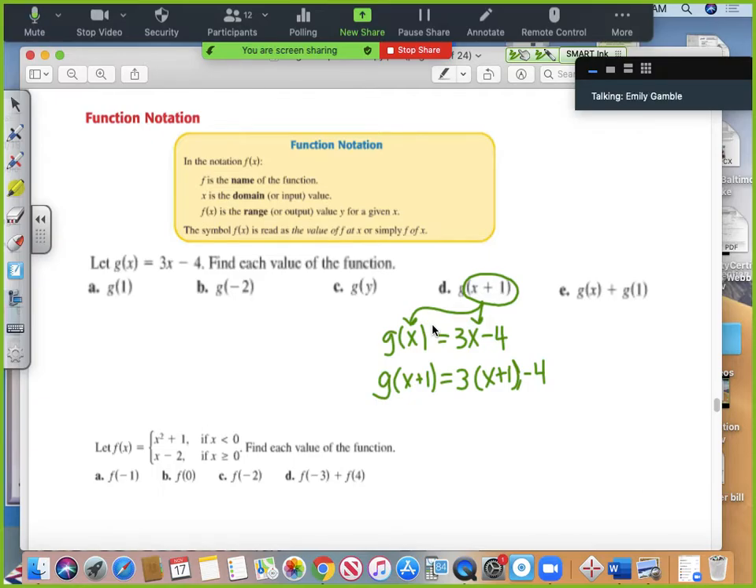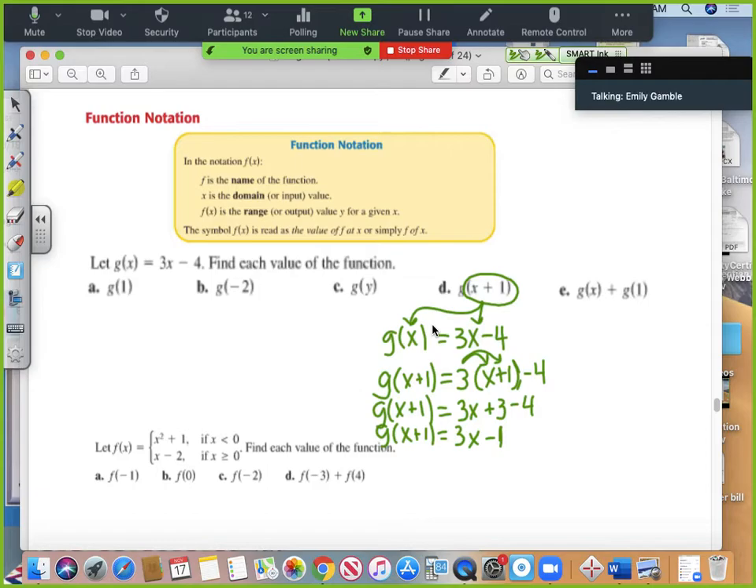Then when I would go to simplify this, I would have to use my previous knowledge of the distributive property to get rid of the parentheses. This would say g of x plus 1 equals 3x plus 3, and then minus 4. And then I could simplify this further to being g of x plus 1 equals 3x, and then 3 minus 4 is negative 1.